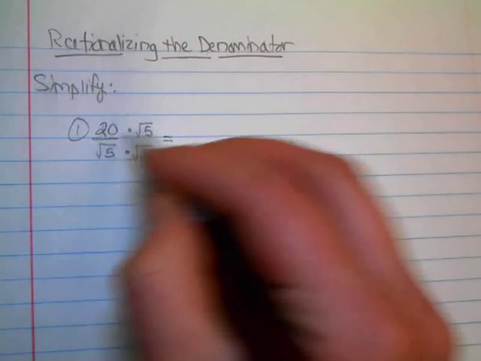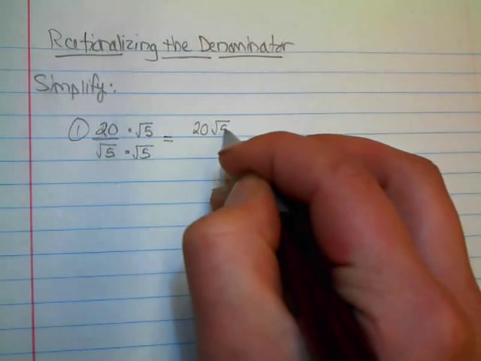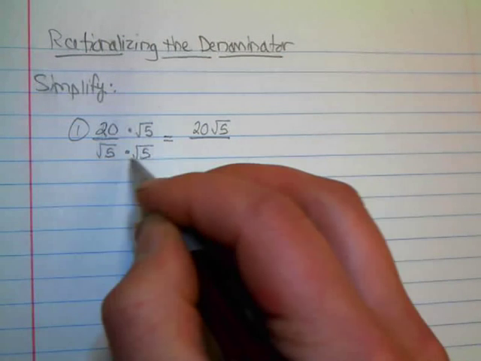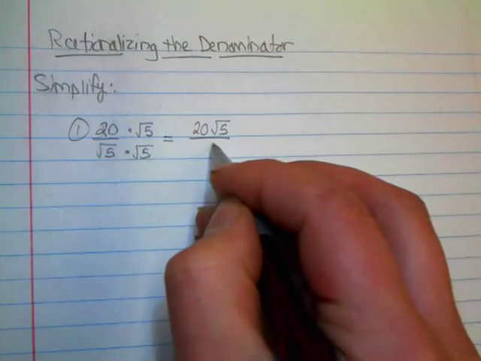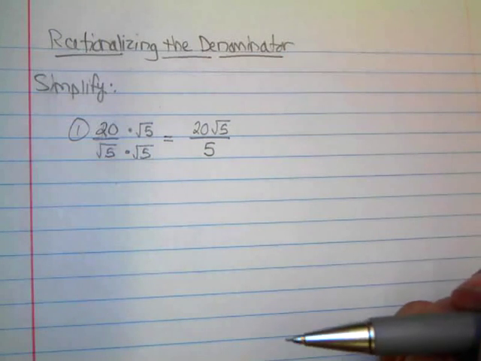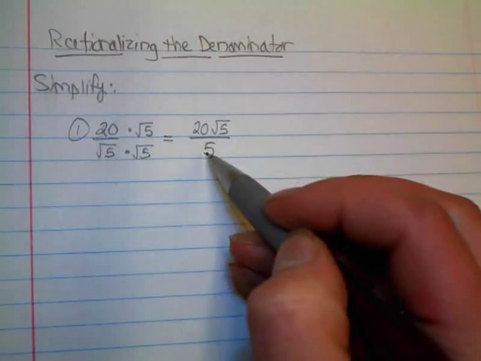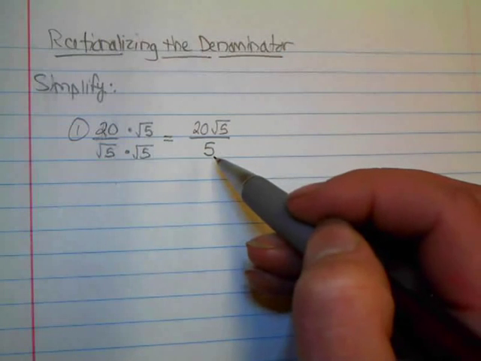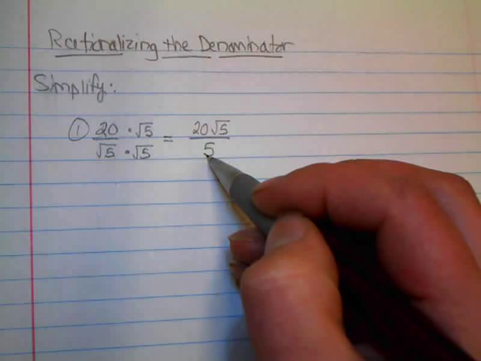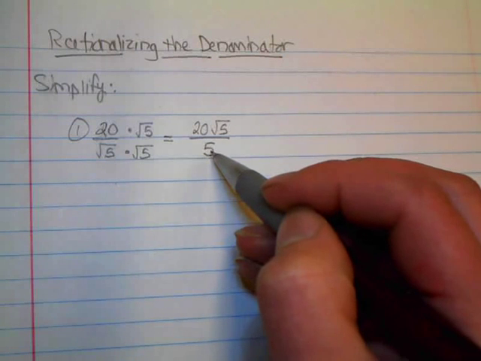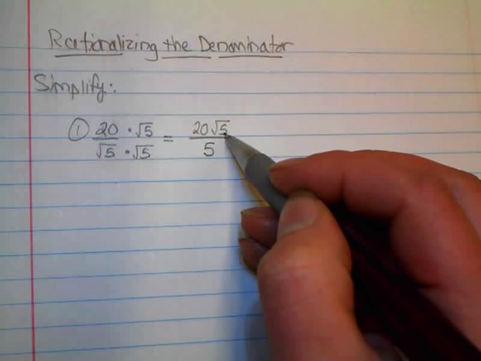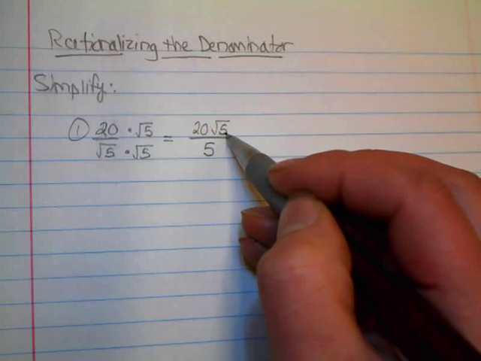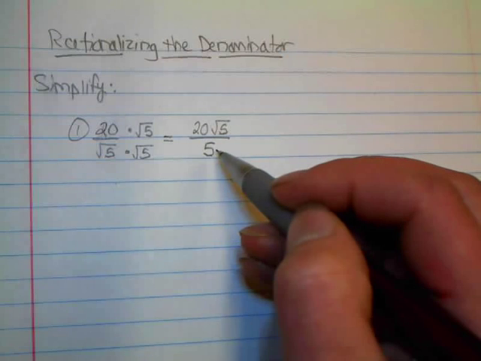When I do that, I end up with 20 square root of 5 over square root of 5 times the square root of 5 gives me, well, the square root of 25, which is just 5. Now, always check to see if you can do some simplifying in your fraction in the end. The 5 in the denominator is outside of the square root, so it cannot reduce with the 5 underneath the square root. You could think that the 5 underneath the square root is in jail, and it can't touch things on the outside of the jail.